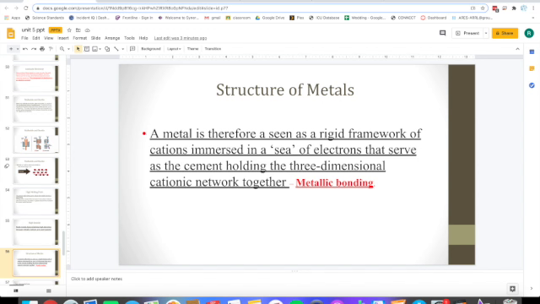Okay, so here is the definition for metallic bonding. A metal is therefore seen as a rigid framework of cations immersed in a sea of electrons that serve as the cement holding the three-dimensional cationic network together. So basically, it's a bunch of electrons holding the protons or the nucleus together.